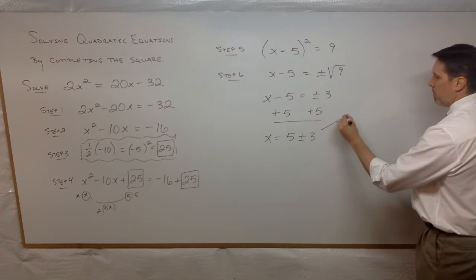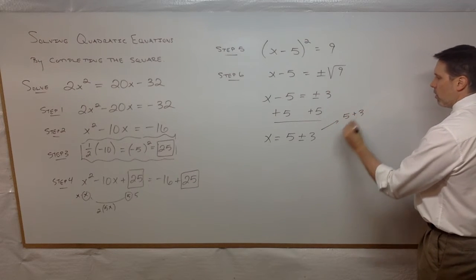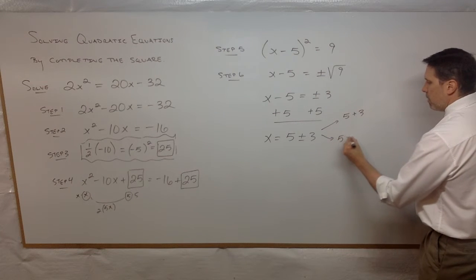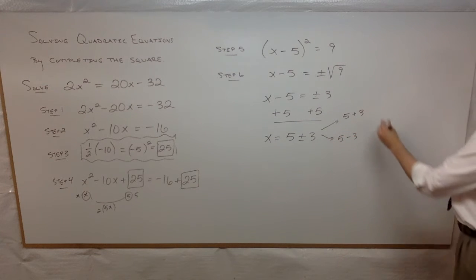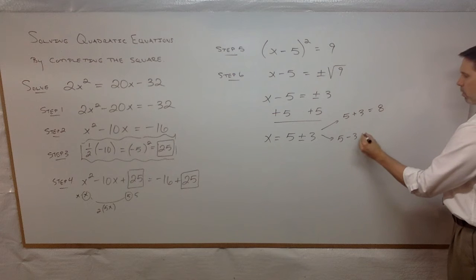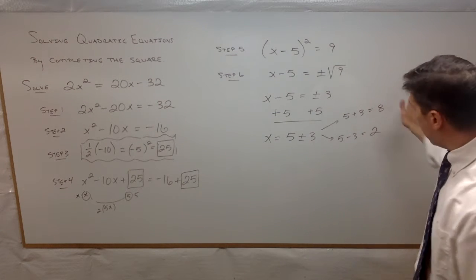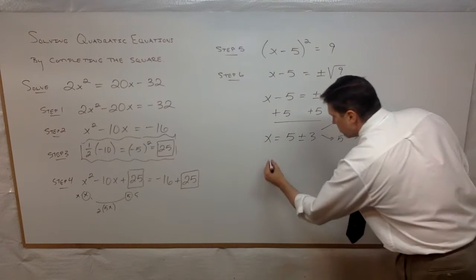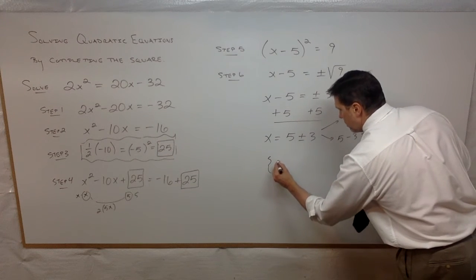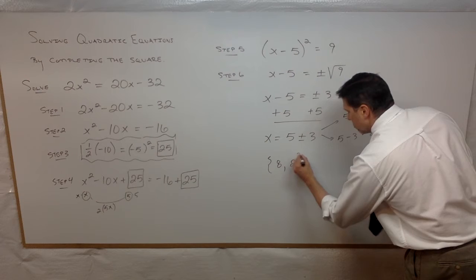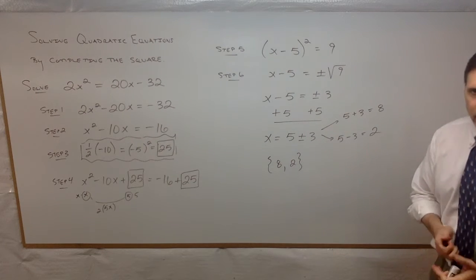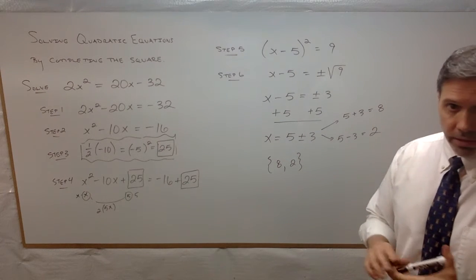So we're talking about 5 plus 3, or you're talking about 5 minus 3, which means x could be 8 or x could be 2. Those are my solutions. So 5 plus 3 is 8, 5 minus 3 is 2. So 8 and 2 should be the solutions to this quadratic equation, solving using completing the square.